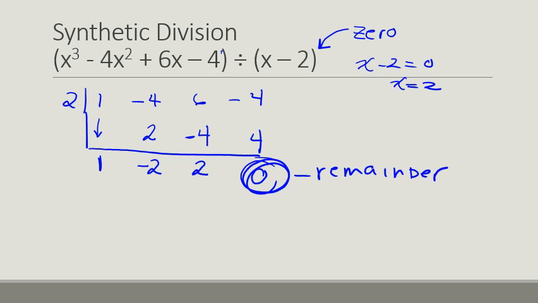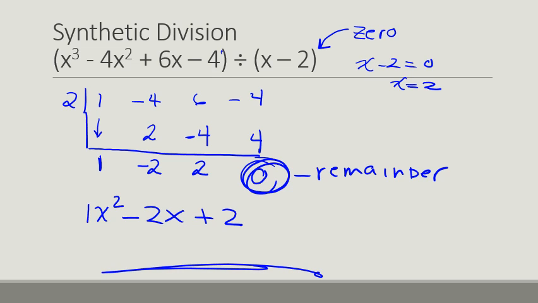Okay. And here we started with x cubed, so when we divide x cubed by x, that gives us x squared. So these are the coefficients starting with x squared. So 1x squared minus 2x plus 2. Okay, that is a factor because there is no remainder.